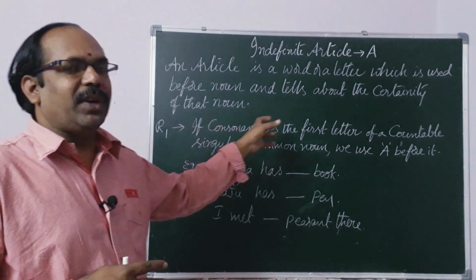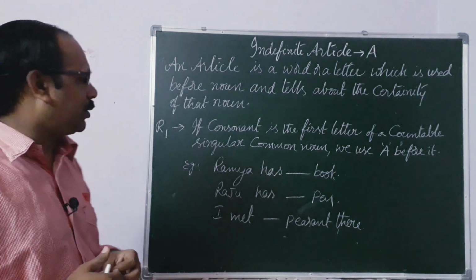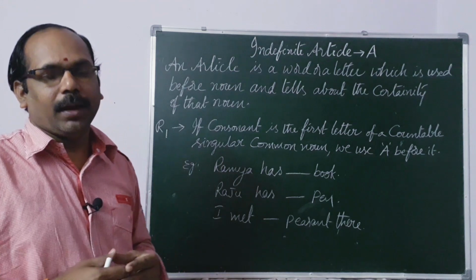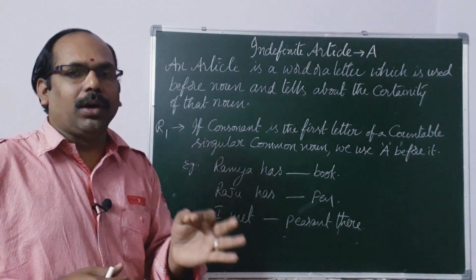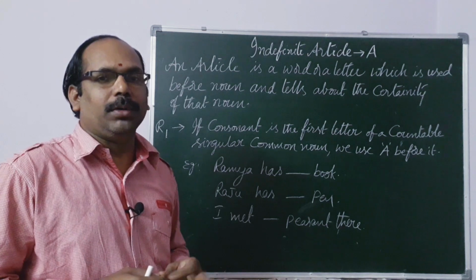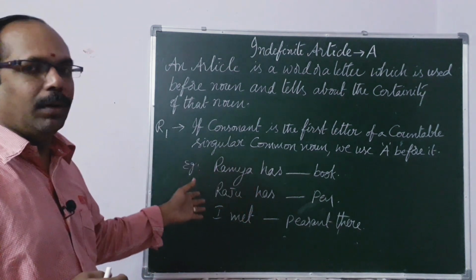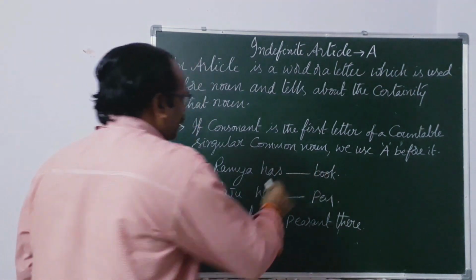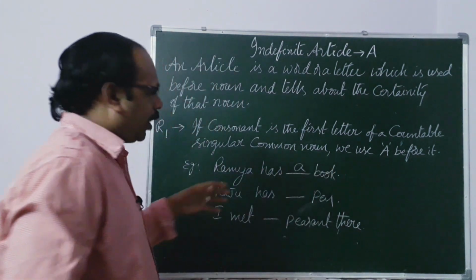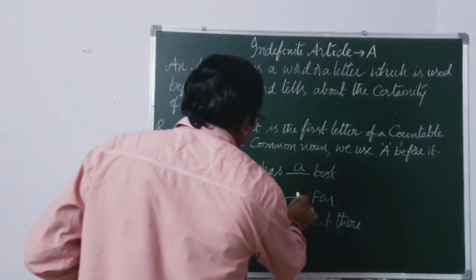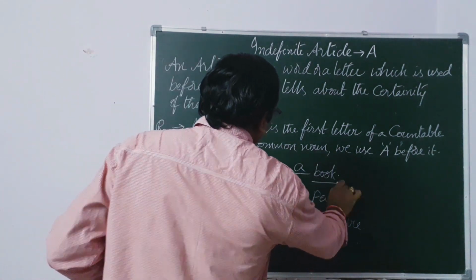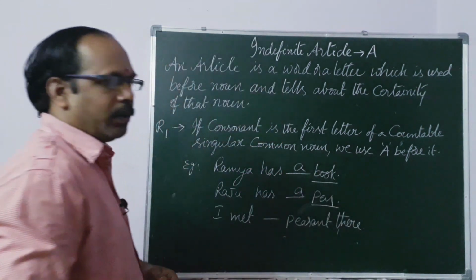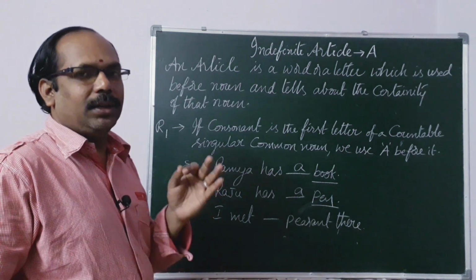If a consonant is the first letter of a countable singular common noun, A should be used. A is used before countable nouns. For example, Ramya has a book. Raju has a pen. Countable, singular common noun. Before that we have to use indefinite article a.